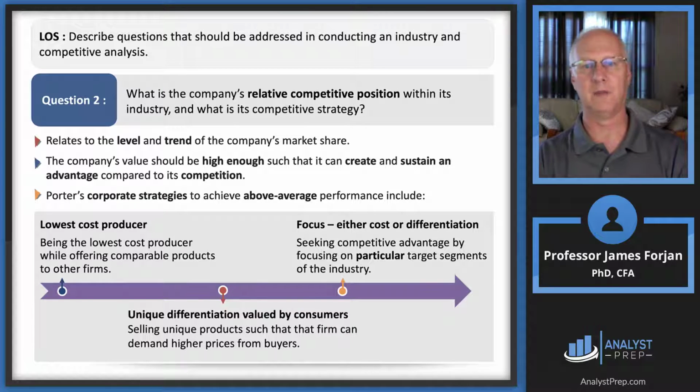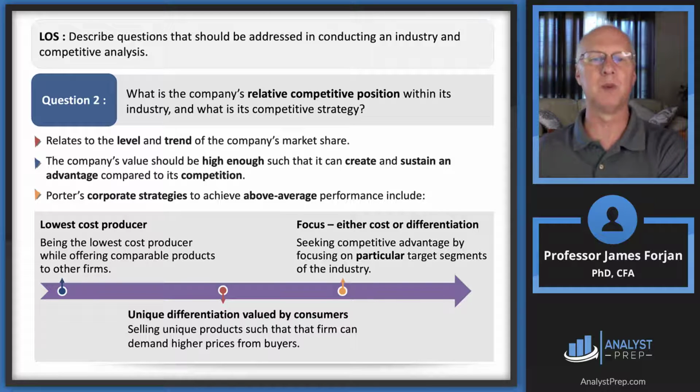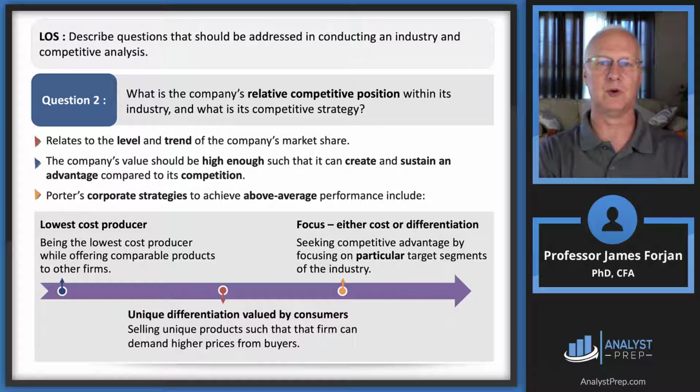So relative competitive position. And so this has almost everything to do with branding, right? The company's value should be high enough that it can create and sustain an advantage. So we brand these product lines. I use the example of Hershey's chocolate all the time, right? You bite into a Hershey chocolate bar, you know what it's going to taste like. But if you bite into Jim's chocolate bar, you have no idea where Jim got his ingredients. You don't have any idea if Jim's taste is going to be consistent over time. All those factors. So branding is super important as it relates to the relative competitive position.